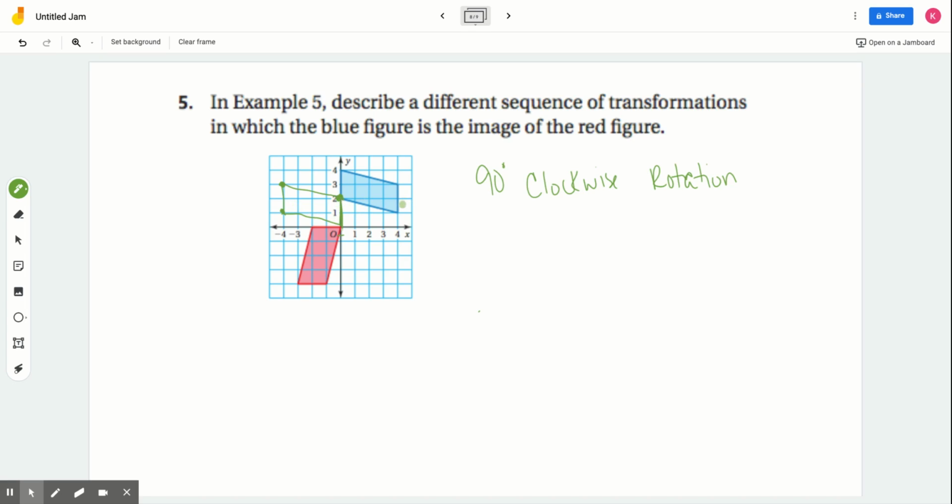Now, in order to get to my blue image, I would have to translate 1, 2, 3, 4 to the right and 1 up. So then I could say that I would translate 4 right and 1 up. Now I would have to translate each of my ordered pairs or each of my coordinates to get to the blue image. Try and see if you can come up with another option to get from the red to the blue.